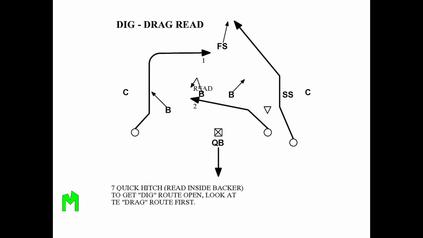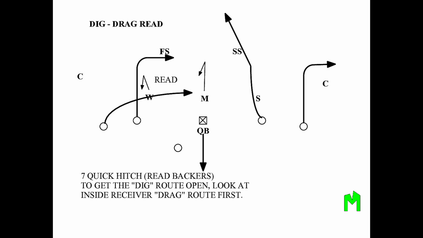In this dig-drag read, the quarterback uses a quick 7-step hitch to read the inside linebacker. The primary target is the dig route, but the tight end's drag route is the initial look. The linebacker's positioning and reaction determine which route opens up. If the linebacker drops to cover the drag, the dig route should be open. This progression gives the quarterback a clear path to find the best option quickly, balancing timing with defensive reads to maximize completion chances.